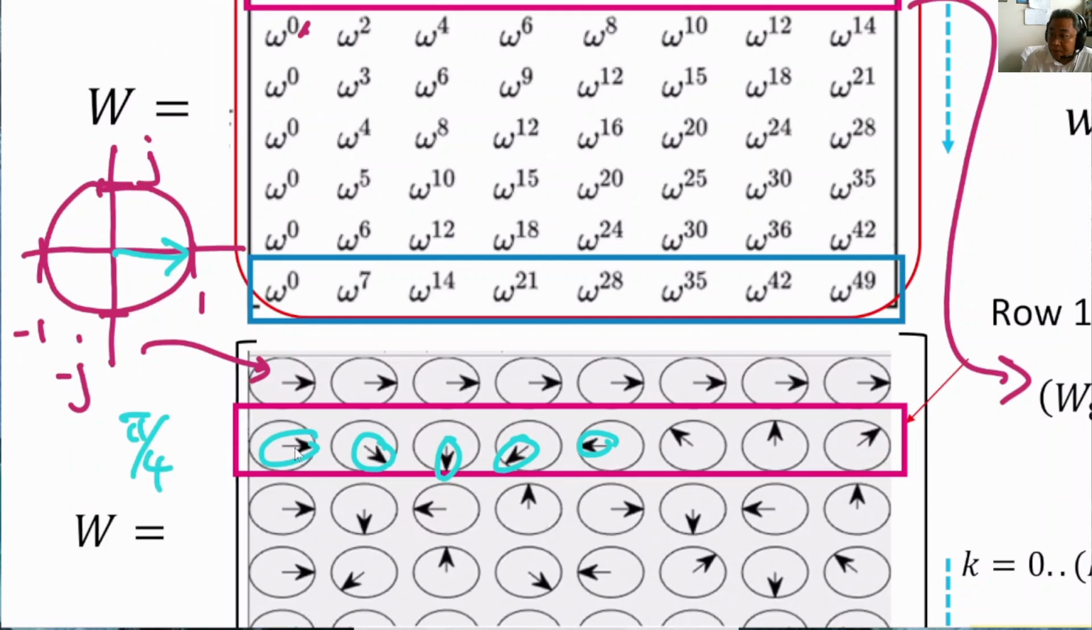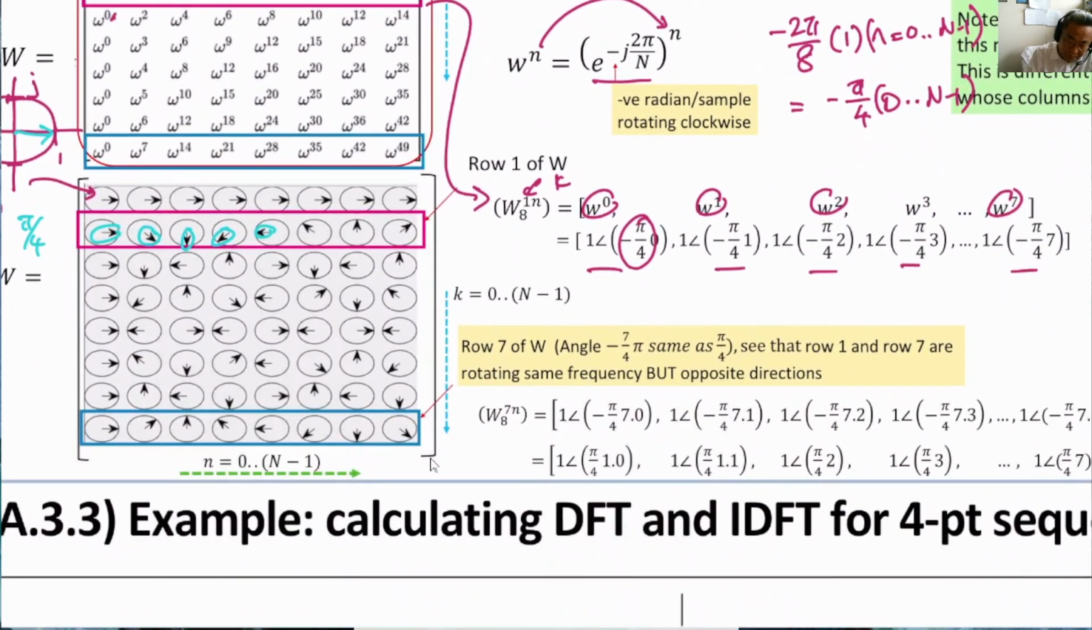And at each step it is rotating by pi over 4. Because you see here is 0 degrees. Here is clockwise by minus pi over 4. The second step, another minus pi over 4. So where do we see this? We see this here. The first element, angle 0. The second element, minus pi over 4. The third element, minus pi over 4 times 2, which is minus pi over 2, and so on and so forth. So you can see visually that the phasor is rotating clockwise at each step by pi over 4.